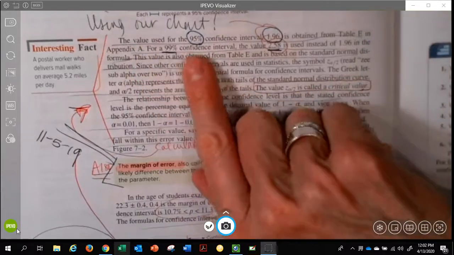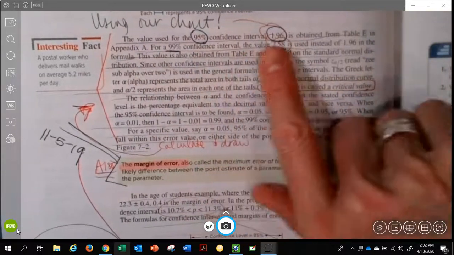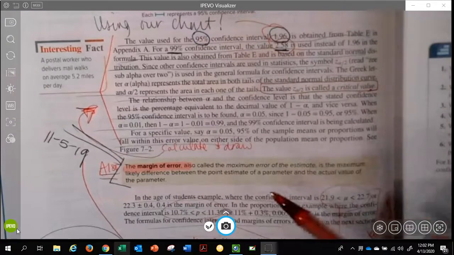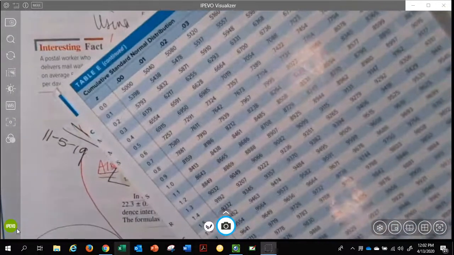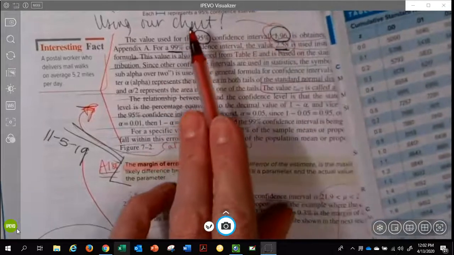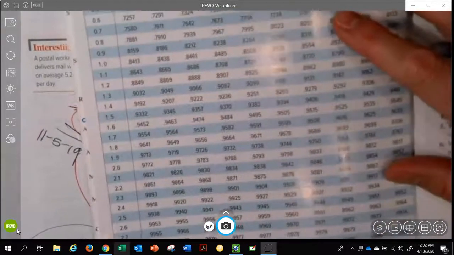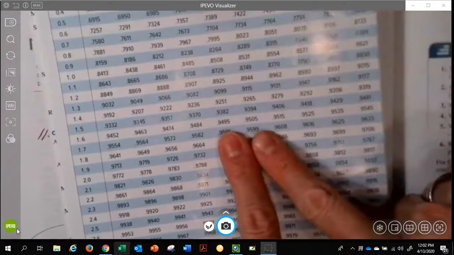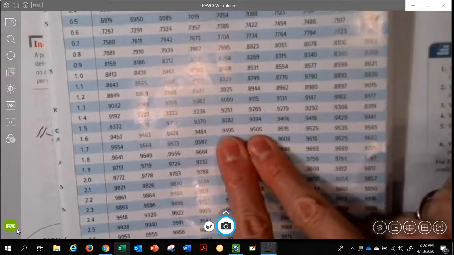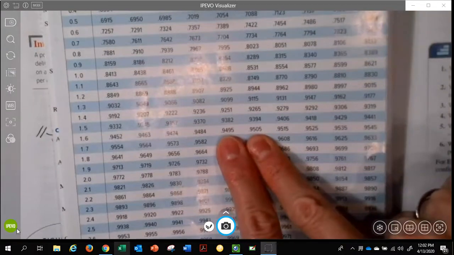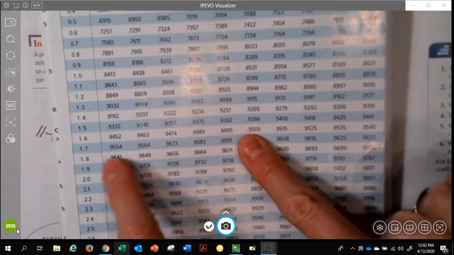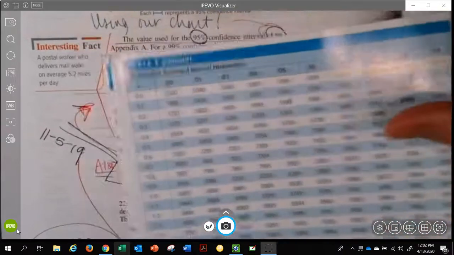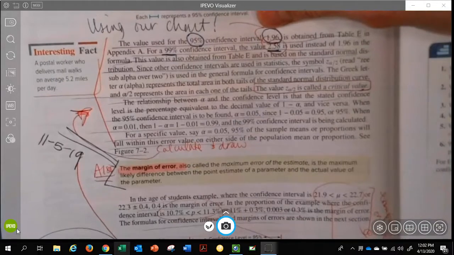So it says the value used for the 95% confidence interval is 1.96. Well, I'm probably feeling pretty confident myself about how to use this chart. And so when I see 0.95, I get all sorts of confident. And 0.95, I come right here and I'm like, oh yeah, it's exactly between them. I remember reading, go with the larger. And when I go with the larger, it's 1.65. And that is not what it says here.